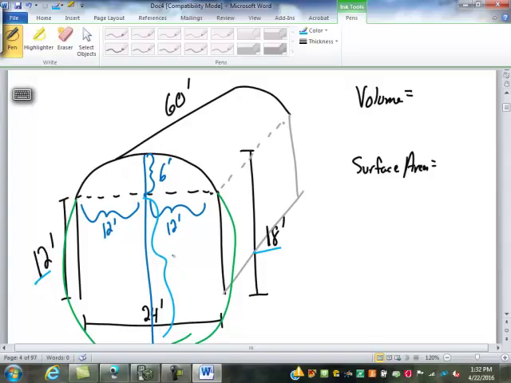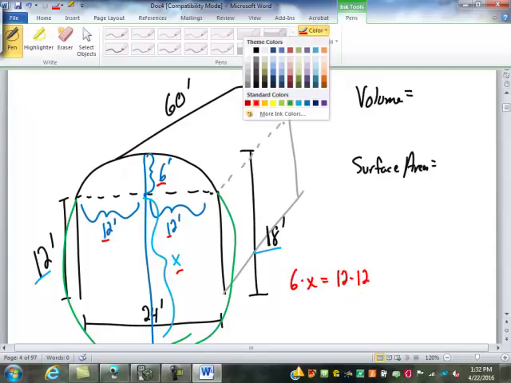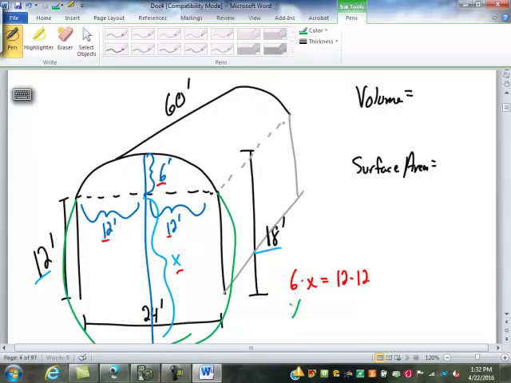You got it. Now we're going to find this distance here, which is x. We know that 6 times x has to equal 12 times 12. So 12 times 12 divided by 6 is 24 feet. X is 24 feet, which means the diameter of our circle is how much? 30 feet, which means our radius is 15 feet.